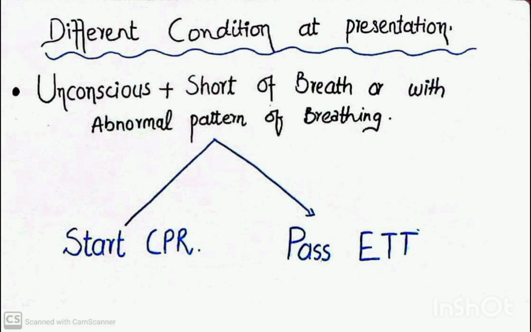The third condition is in which the patient is unconscious, along with that he has shortness of breath and/or there can be an abnormal pattern of breathing. So for an unconscious, pulseless patient, you will start CPR, and at the same time one of your colleagues would arrange for ETT for the abnormal pattern of breathing. ETT stands for endotracheal tube.